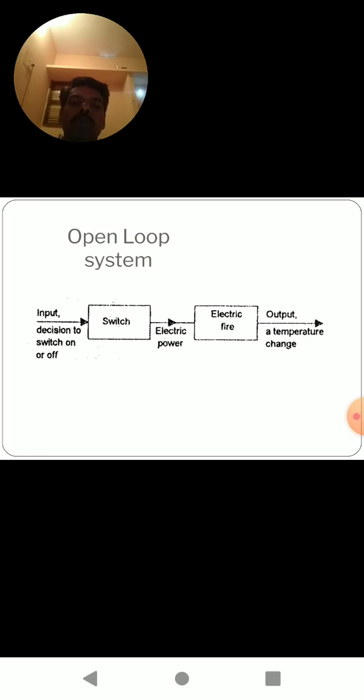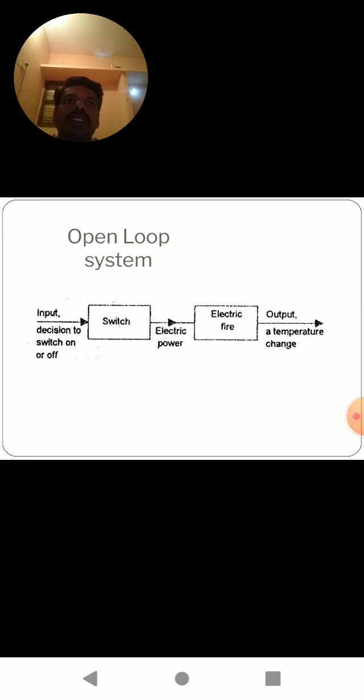Here the output may be a temperature change. If the switch is on, the electrical power is making an electric fire. The output may be provided in terms of temperature. If the switch is off, the electrical power is not provided and it is not making an electric fire, so the output may not be present. So this is the better understanding of the open loop system.